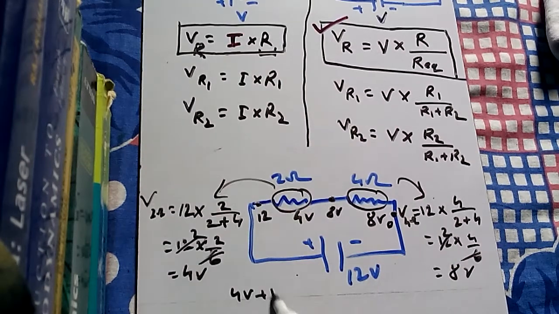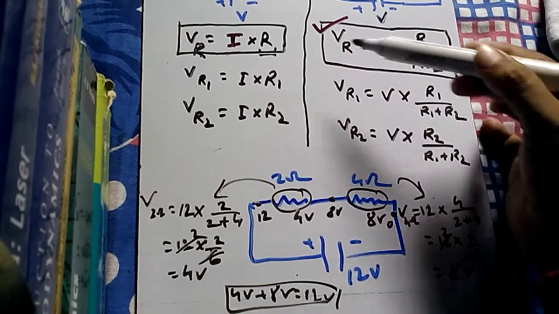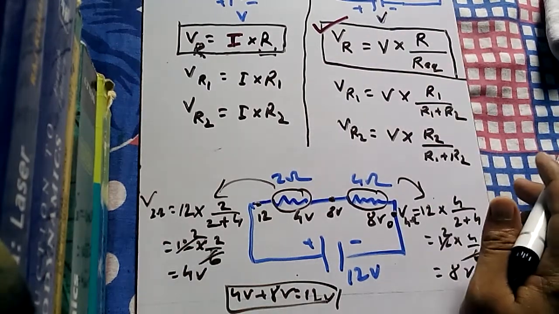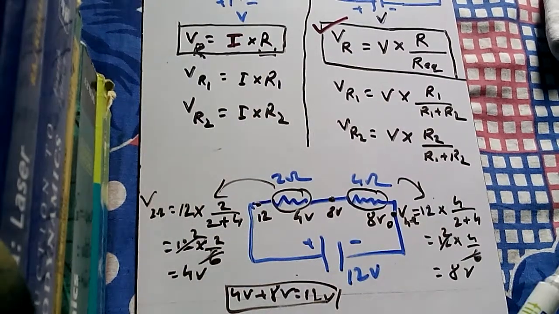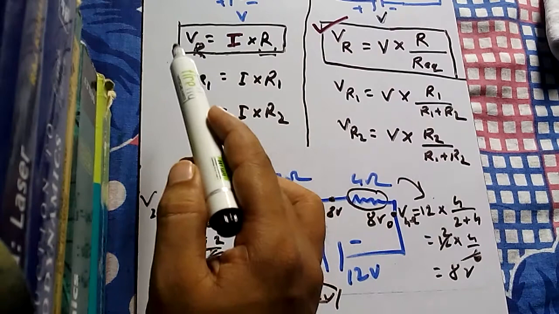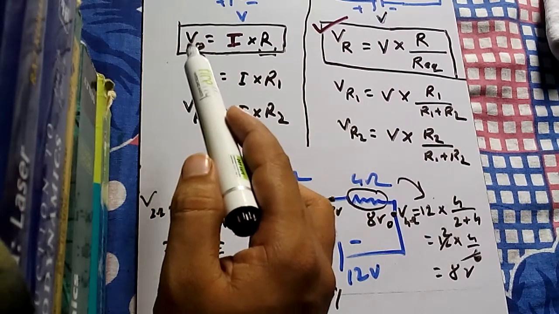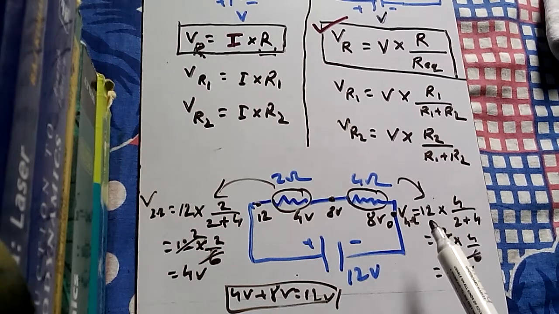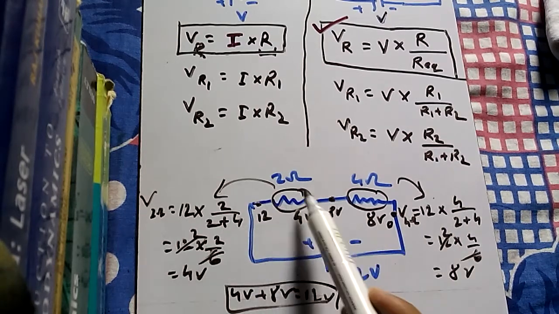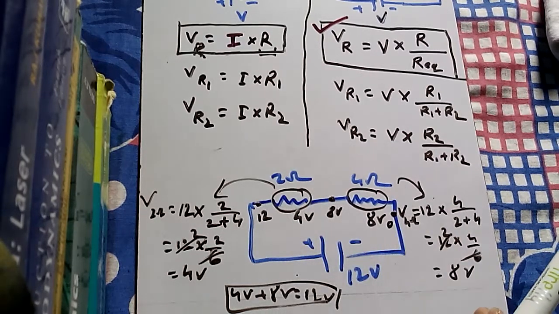And again 4 volt plus 8 volt is equal to 12 volt, and it shows that either you use this formula as the voltage drop formula or you use Ohm's law as the voltage drop formula, both are equally valid, except that for using Ohm's law, first of all you had to calculate the current, but now I have not calculated the current, yet I was able to find the voltage drop across 2 ohm and across 4 ohm. So this is what I had to show you.